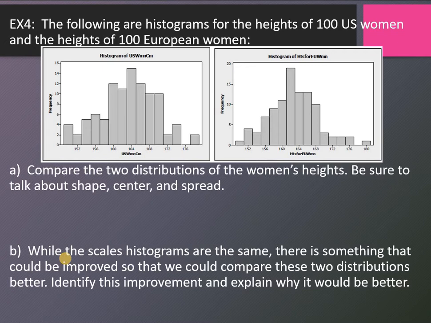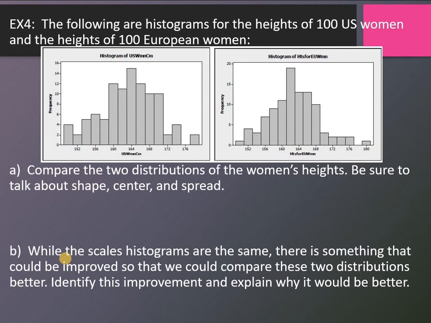What about the European women? Unimodal. I can understand an argument towards slightly skewed right. What I'm going to say here is they're both roughly symmetric. There's nothing saying, oh my God, look at how skewed and weird this data is. I would say both the heights for the US women and the European women are roughly symmetric.